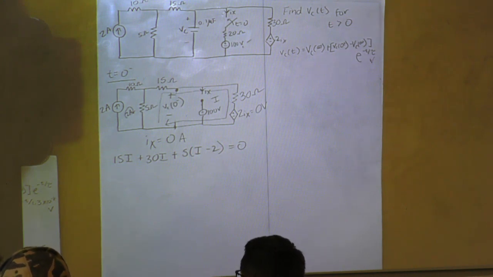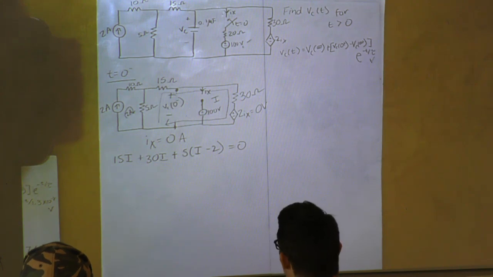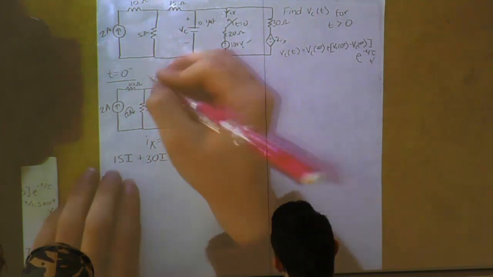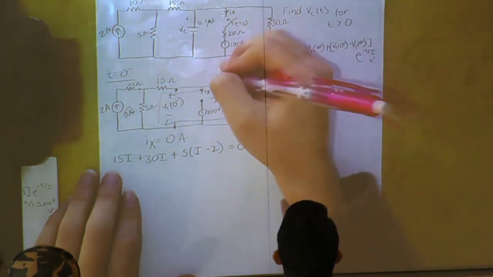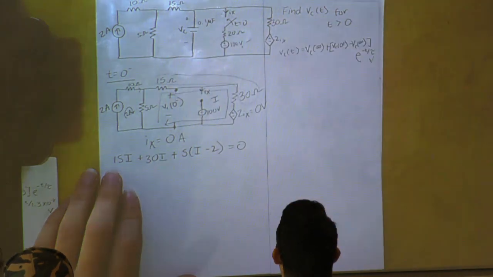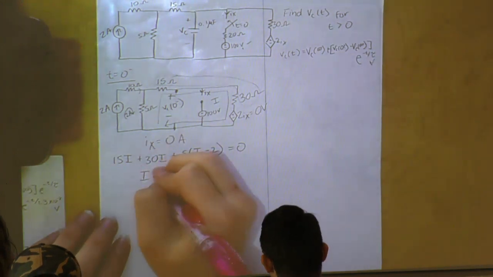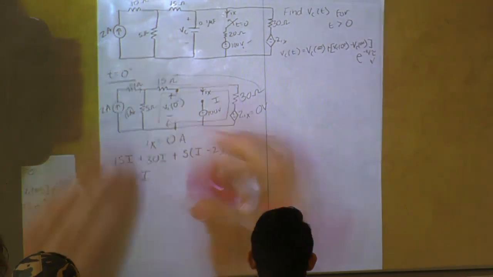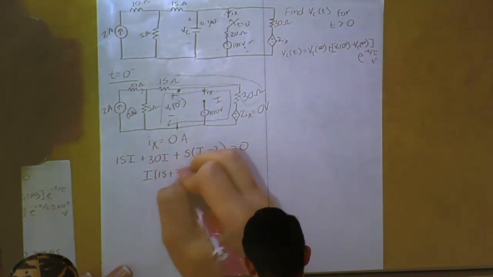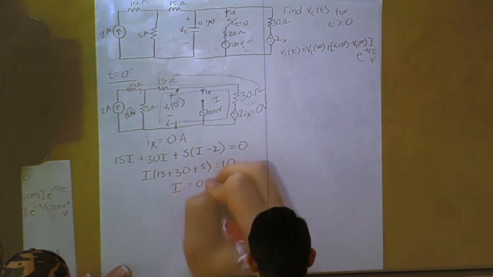You would have to, yeah. Yeah, you could do that as well. Have your current coming here. So this would be 15 plus 30. Yeah, you could do that. So then our I comes out to, we'll pull it out, we'll have 15 plus 30 plus 5 equals 10. And our I should come out to 0.2 amps.